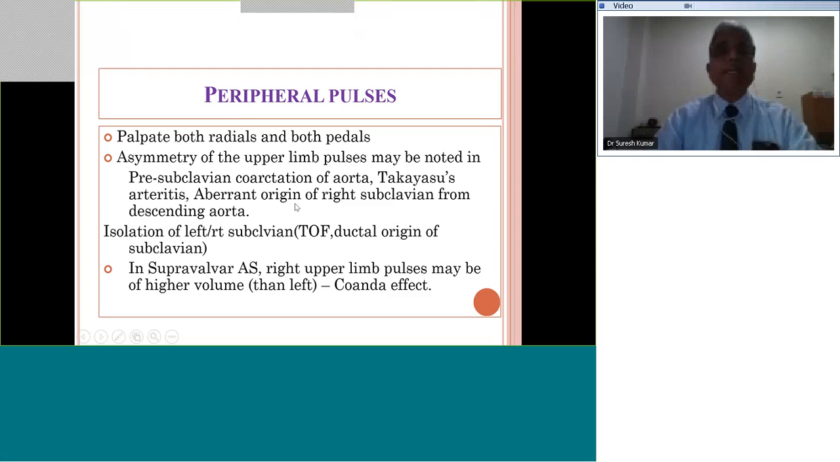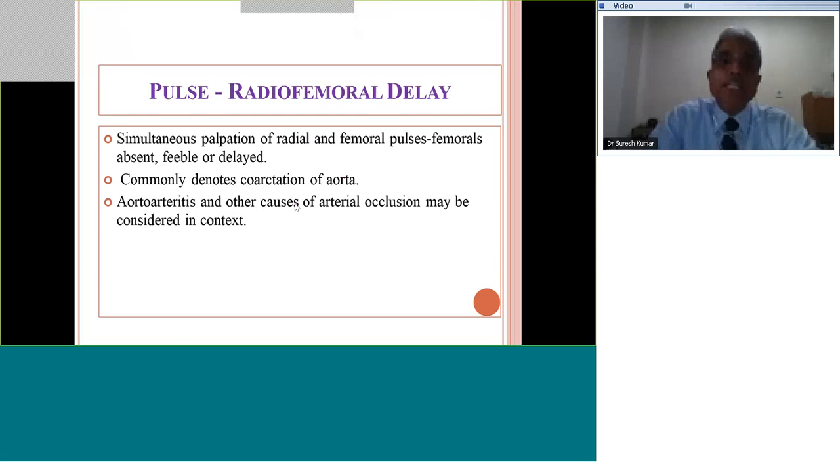And you are familiar with radiofemoral delay. A simultaneous palpation of radial and femoral pulses should be made, and you would find that the femorals are absent, feeble, or delayed in coarctation. Aortoarteritis and other causes of arterial occlusion would also be considered in context. For instance, you are seeing an elderly patient with weak femorals, the other pulses are also weak, then you think of atherosclerotic arterial occlusion. If you are finding widely dispersed pulse occlusion in an adolescent or young patient, then you could think of aortoarteritis.